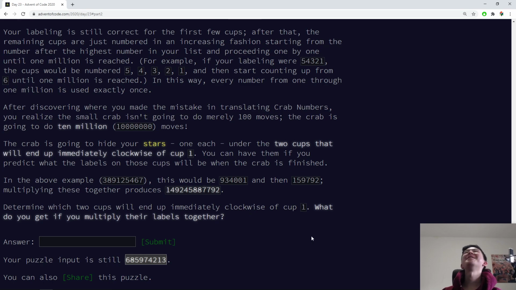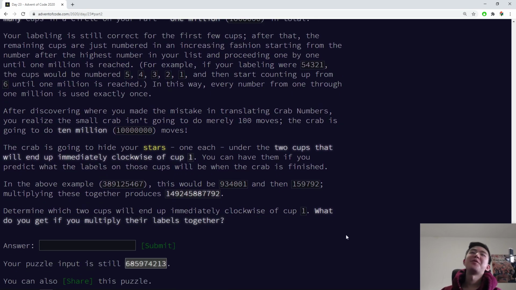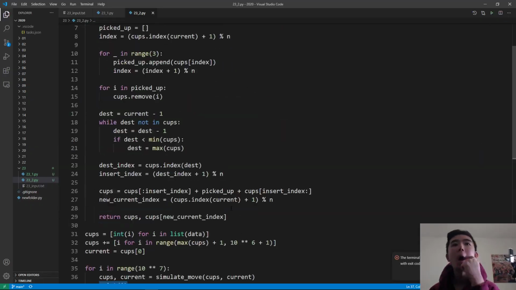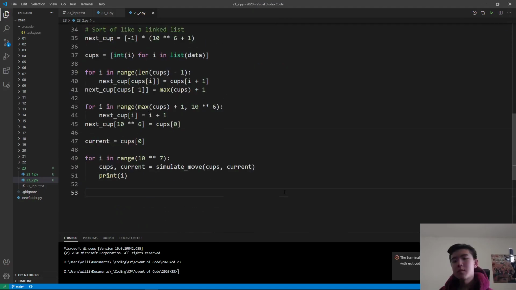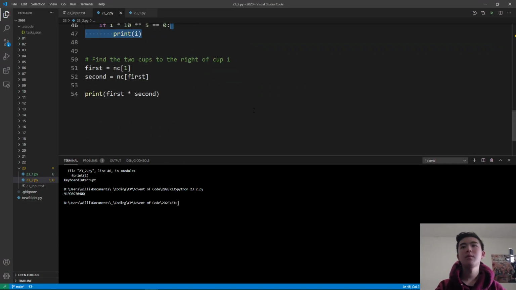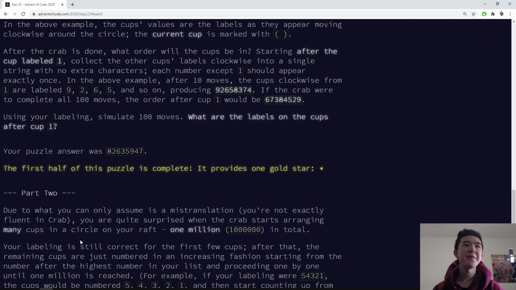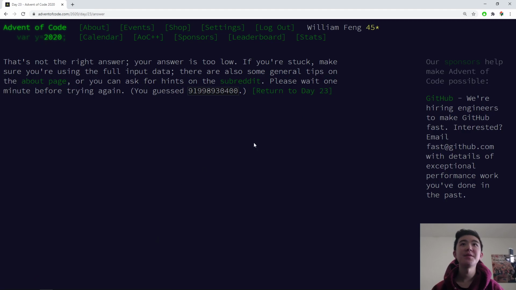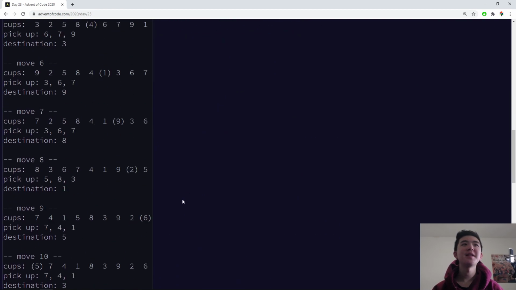Okay, so we're going to have to do a little bit more optimization here. Yeah. Okay, let's get to it. Alright, we got our answer. It is this humongous number over here. Let's see if it works. I don't know if it will. It's not the right answer. It's too low. Okay, so I think we should try the example.